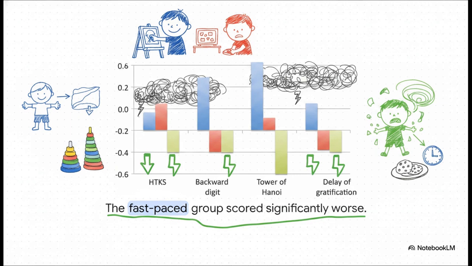But look at the green bars. The green bars represent the fast-paced TV group. Across every single metric, the head, toes, knees, shoulders task, the backward digit span, the Tower of Hanoi, and the delay of gratification, the green bars literally plunged deep into the negative. The fast-paced group scored significantly worse across all executive function tasks compared to the other two groups. It's wild to see it laid out like that.